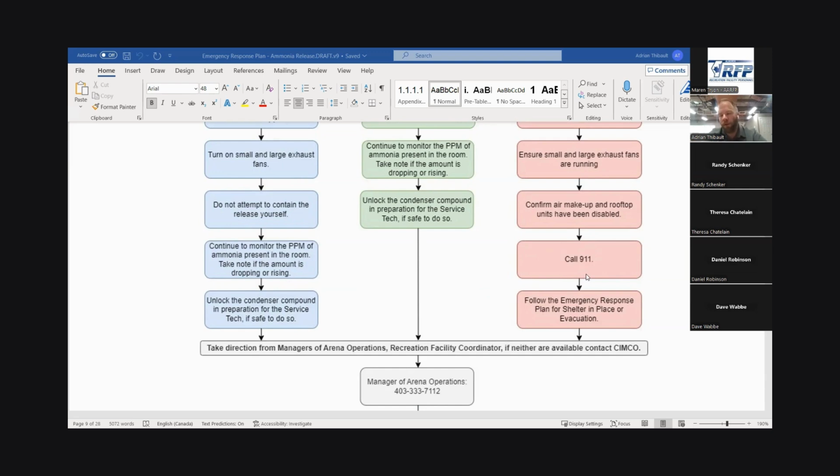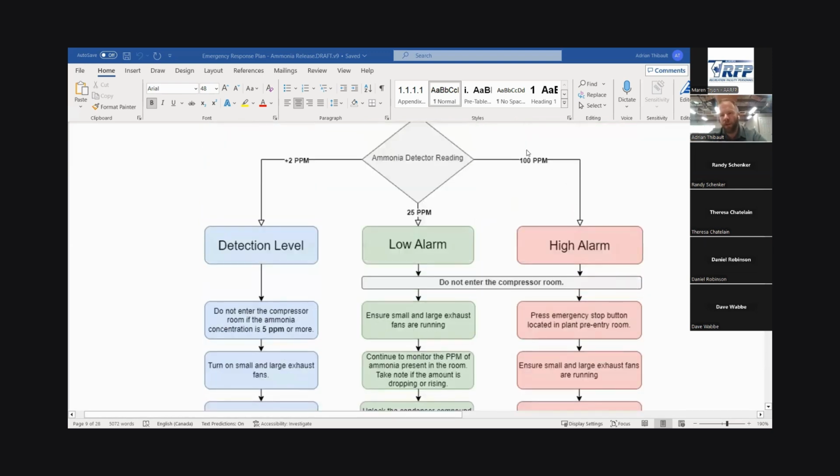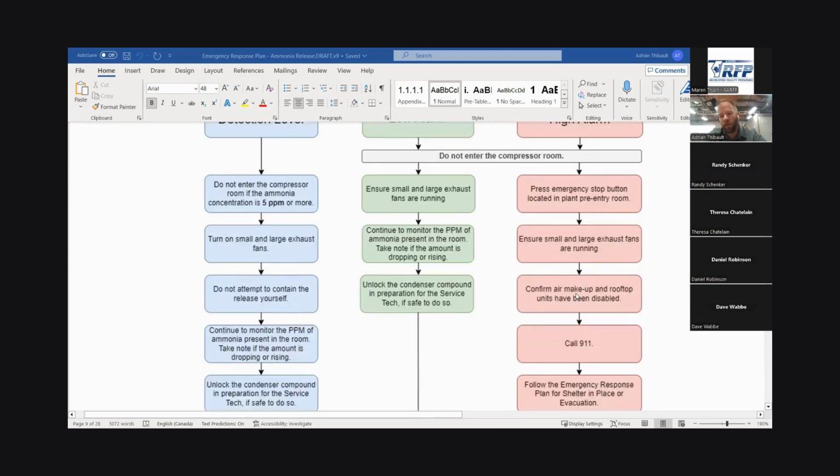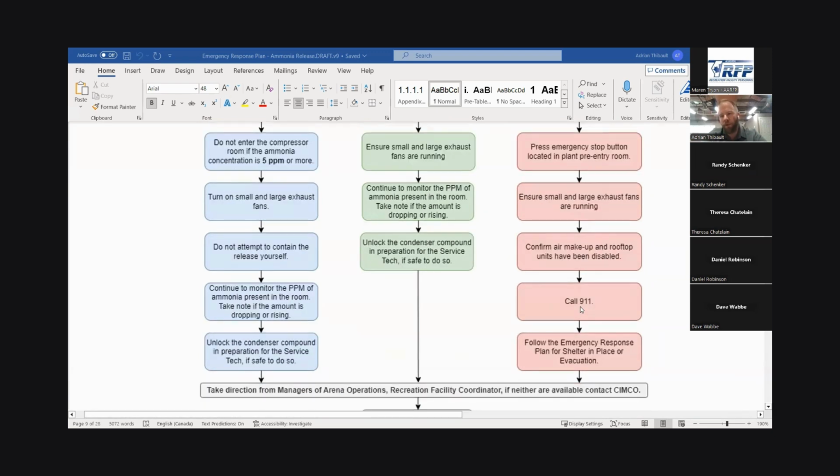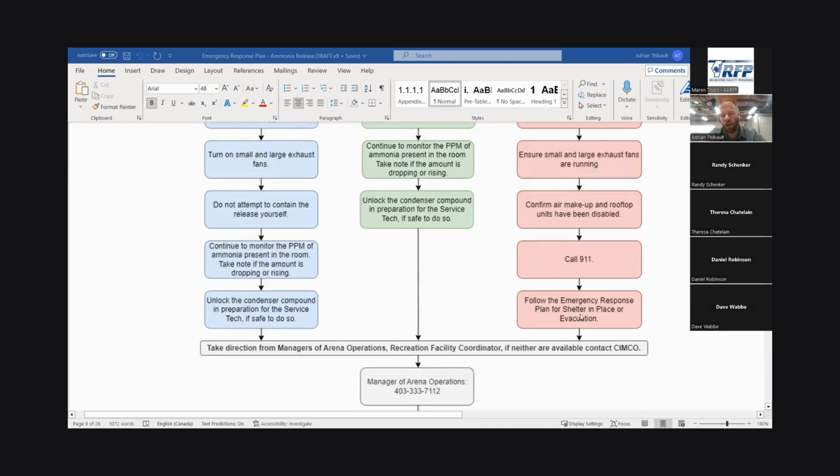And calling 911, at this point, like I said, you're probably at 100 and rising, and even if you hit the emergency stop button, you may still rise because you've probably got a valve failure or a fitting failure, or hopefully it's not your condenser that's totally failed. So from there, you just have to call 911 and follow their emergency response plan for shelter in place or evacuation, and then call Simcoe on site to do that.